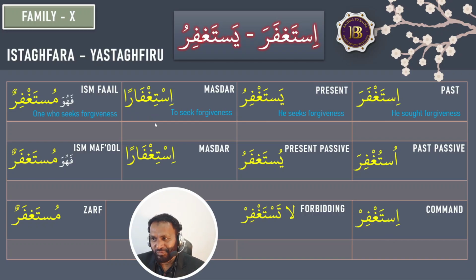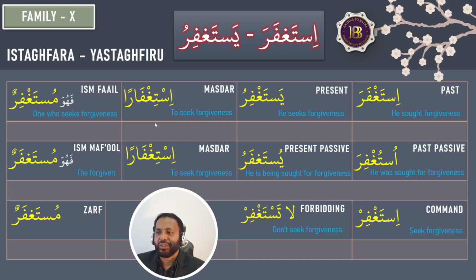Mustaghfir. Ustughfira, he was sought for forgiveness. He is being sought for forgiveness. To seek forgiveness, the forgiven. Istaghfir, seek forgiveness. Don't seek forgiveness, astaghfirullah. But that is the meaning of la tastaghfir. Don't seek forgiveness. Mustaghfarun, the time and place of seeking forgiveness.